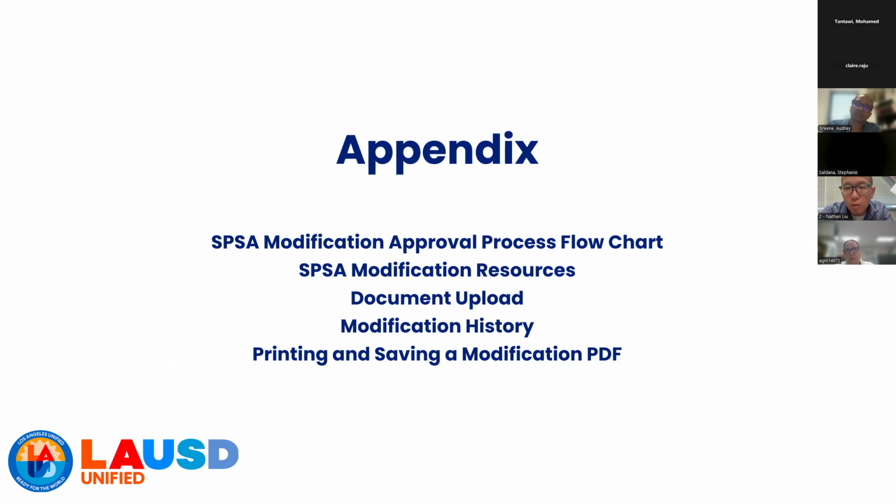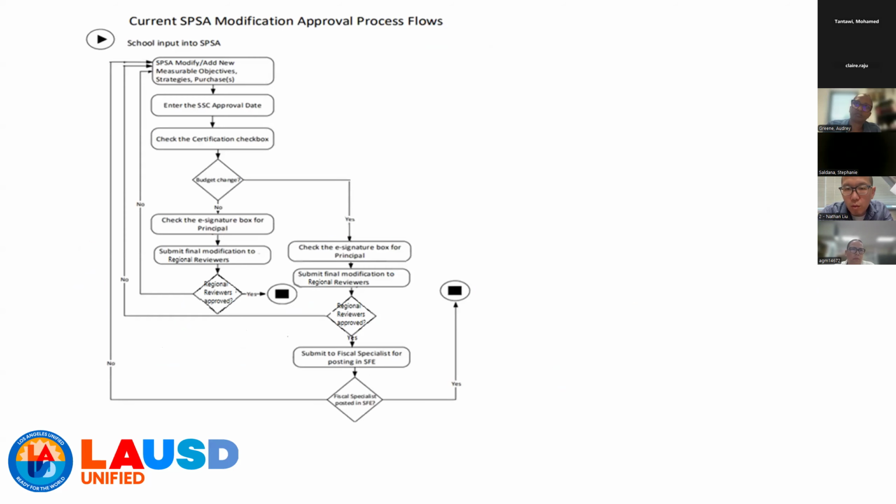And now I'll cover the appendix. I'm going to go through the modification approval process flow chart, the modification resources, document upload, modification history, and how to print and save a modification PDF.